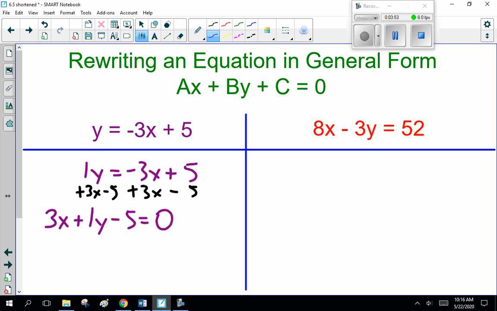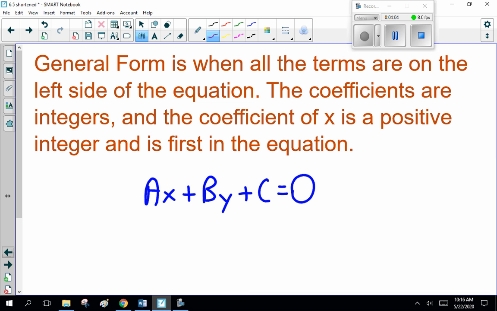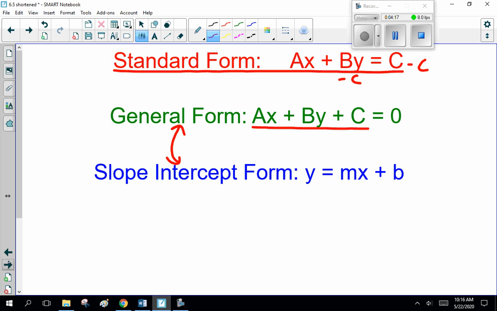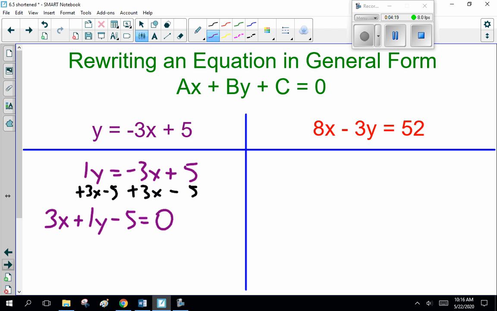Now, that's in general form, I think. Let me double check. I'm going to pause for a sec, have you look at that. I did that kind of quickly, but going back to general form, all the terms are on the left side, yes. The coefficients are integers, that is 1, 3, 5, not fractions, not decimals. And the coefficient of x is a positive integer. Let me double check that one. Yes.